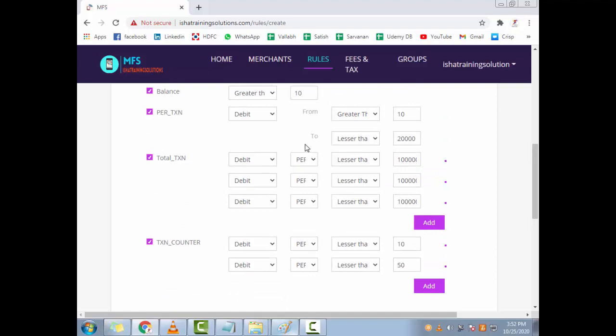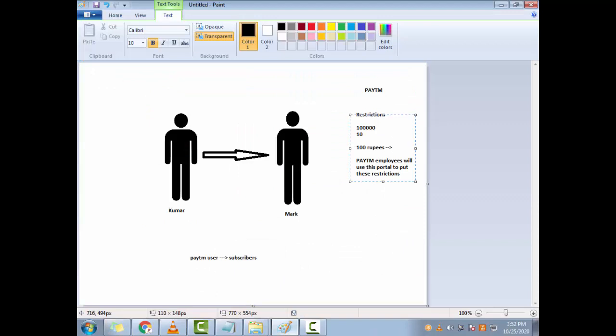Okay, per day per transaction he cannot do more than 20,000, and in a day he cannot do more than 100,000. In a week he cannot do more than 1 million. Like this you are posting all the restrictions on Kumar.